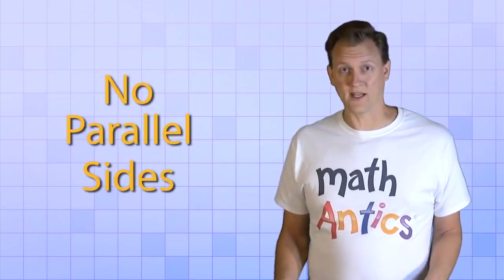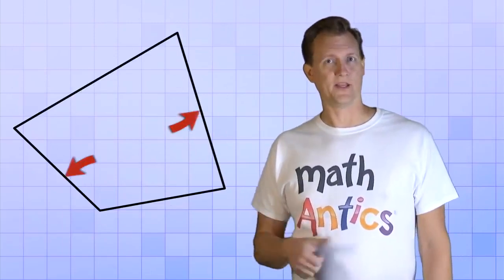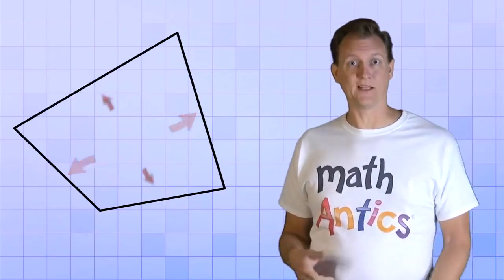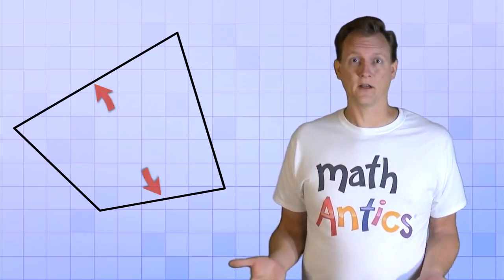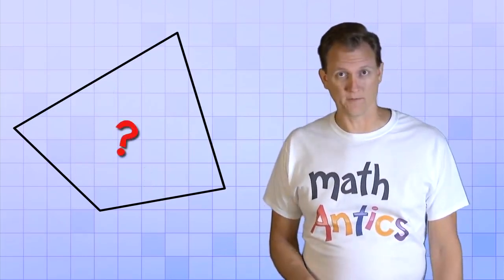Alright then, what about quadrilaterals that have no parallel sides at all, like this one? These opposite sides are not parallel, and these opposite sides aren't parallel either. So what do we call this kind of polygon?